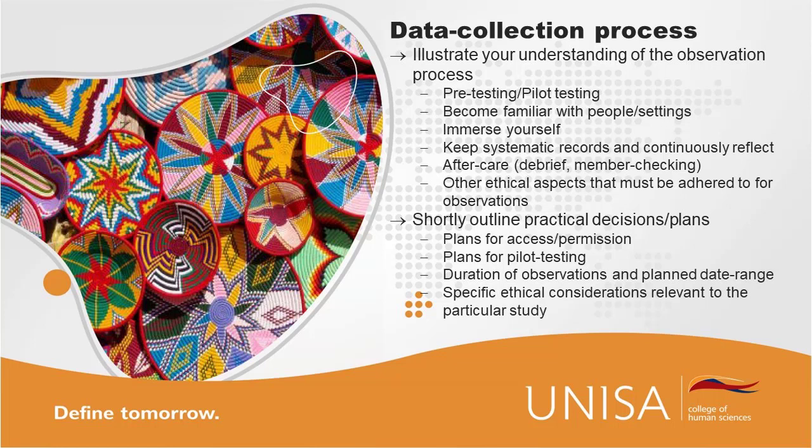Now, for your proposal, in short, you have to illustrate your understanding of an observation process. You must touch on pre-testing or pilot testing. You must touch on familiarity with the people and the settings, how you're going to immerse yourself, how record keeping is going to be approached, and how ethical issues are going to be handled. You should also shortly outline the practical decisions and plans for the process, like getting access and permission, the duration of observations and the planned date range, and the specific requirements for ethical clearance.